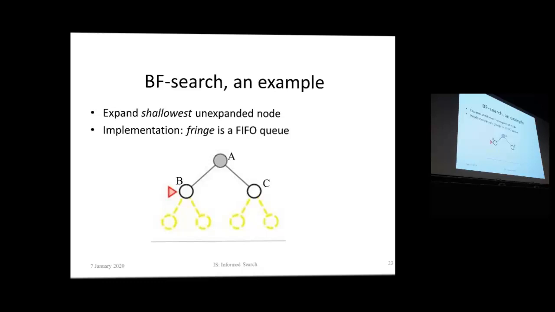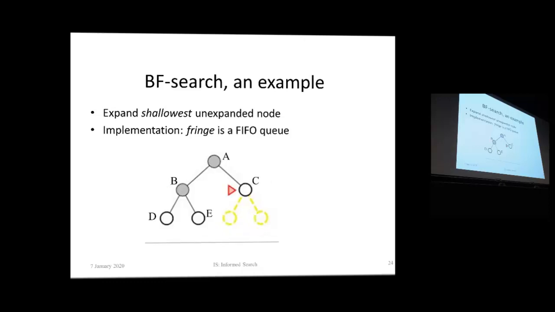Here we have now expanded B. We chose B, deleted it from the fringe, and now we have to expand it. We do that by adding the children of B, which are D and E, and because it's a queue, we put them at the end. So now we have two levels in the queue. We just have to take the next node out of the fringe, which is C.